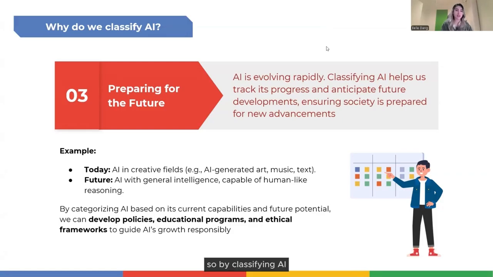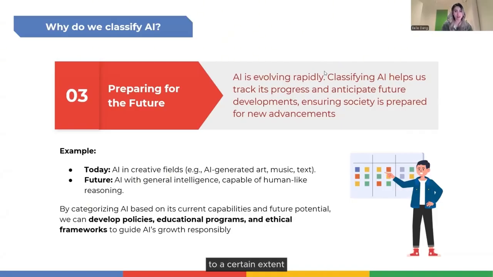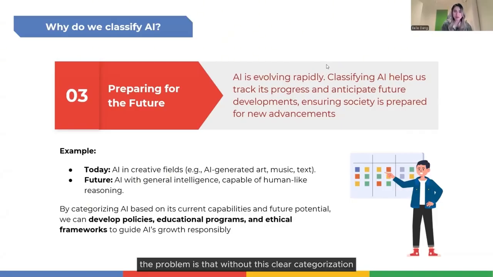So by classifying AI, we don't just understand what current systems can do, we also build a framework for anticipating future development. Consider creative AI that a few months ago could generate art and music. Today, the most advanced GPT models already mimic human reasoning to a certain extent. The problem is that without clear categorization, we risk overestimating and misapplying new technology.